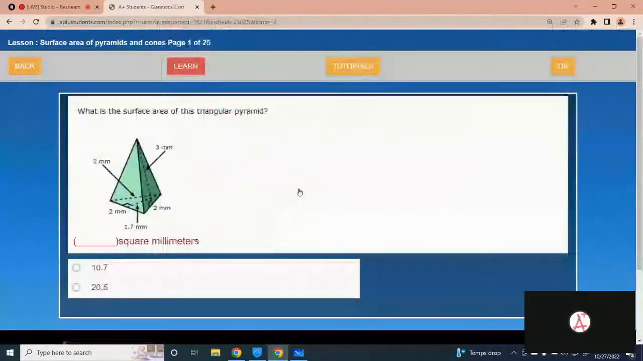Okay, so what is the surface area of the triangular prism? Okay, now we are given a triangular prism. So the triangular prism has four faces. Let's just calculate five faces. And let's just calculate the area of the triangular prism. Got it? So let's start with the first face.